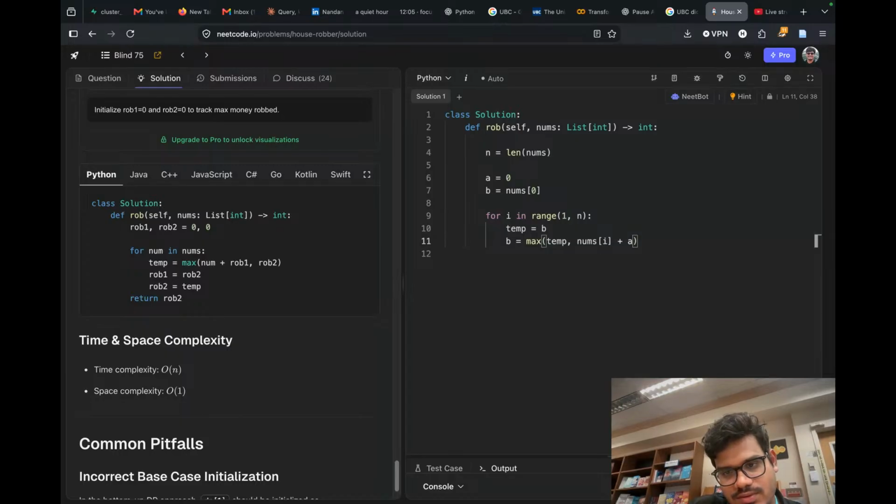Yeah. B will be equal to max of nums[i] plus A and B, and A is equal to temp. B is this guy. We are looking for this guy. This guy will be equal to the max of this guy, and that is, yeah. And then we are just assigning A equal to temp.